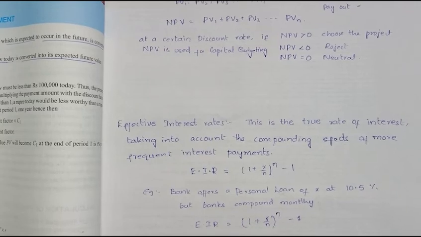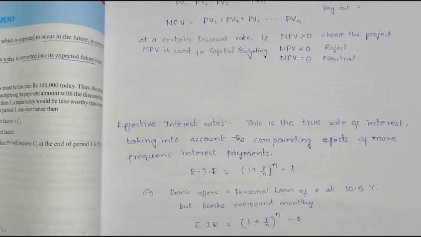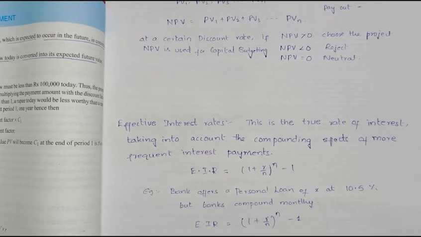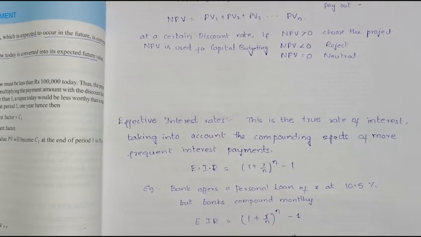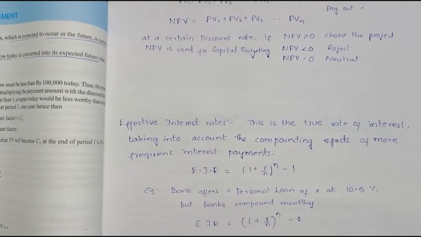NPV is used for capital budgeting. For example, if NPV is greater than 0, we can choose the project. If it is less than 0, we can reject the project. If it is 0, it is a neutral one.